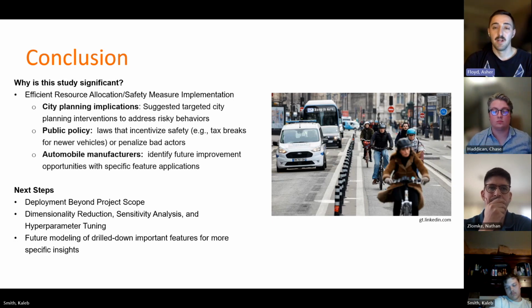Next steps, I talked about this a little bit before, but deployment at this stage in the game is a little bit beyond the scope of this project. There's still some refinement and more modeling that can be done before it gets deployed into industry. But we were able to learn quite a bit about all the different variables that contribute to injury severity in car crashes. Some recommendations we have are dimensionality reduction, as I've already mentioned, sensitivity analysis, and tuning out some of those hyperparameters. That's all we have.